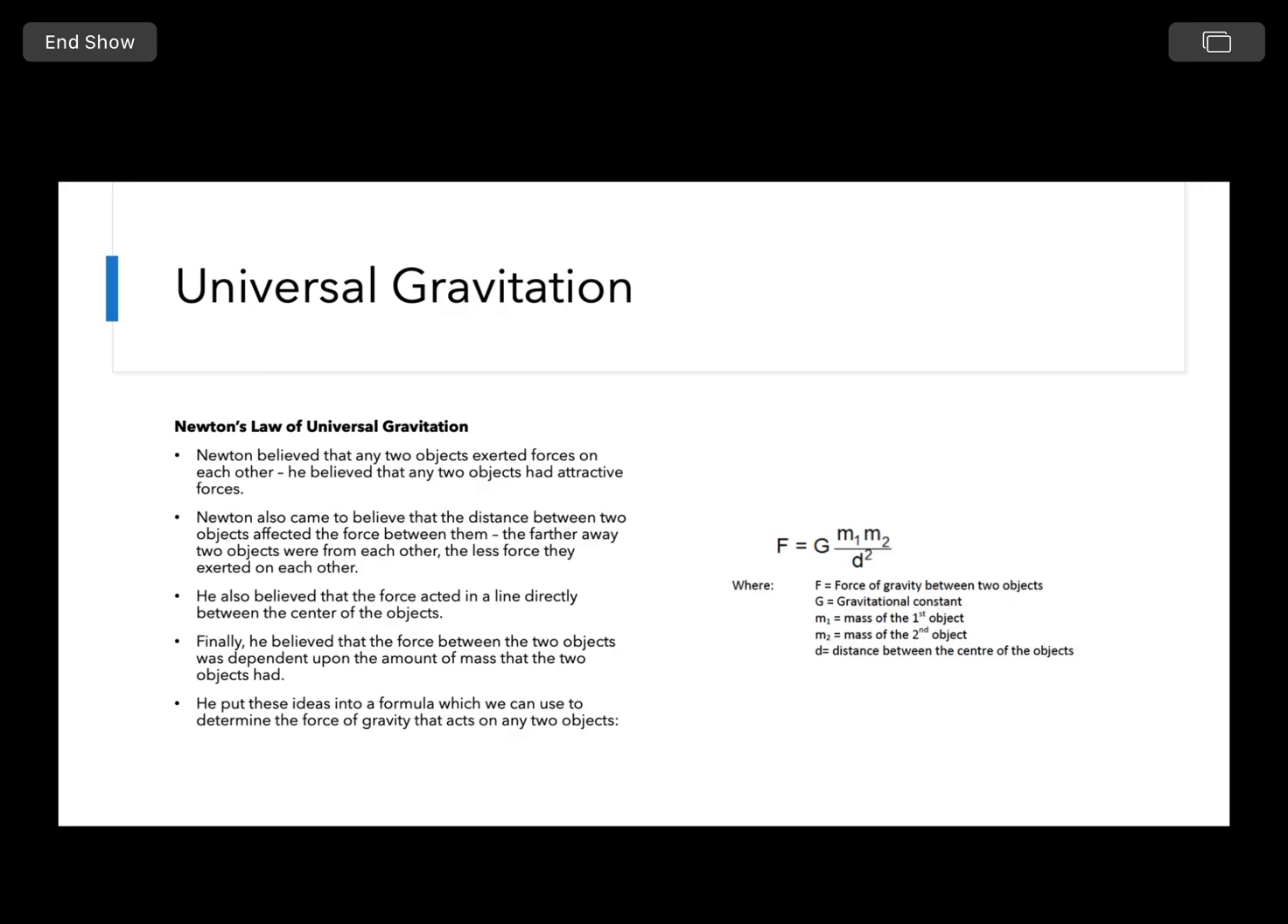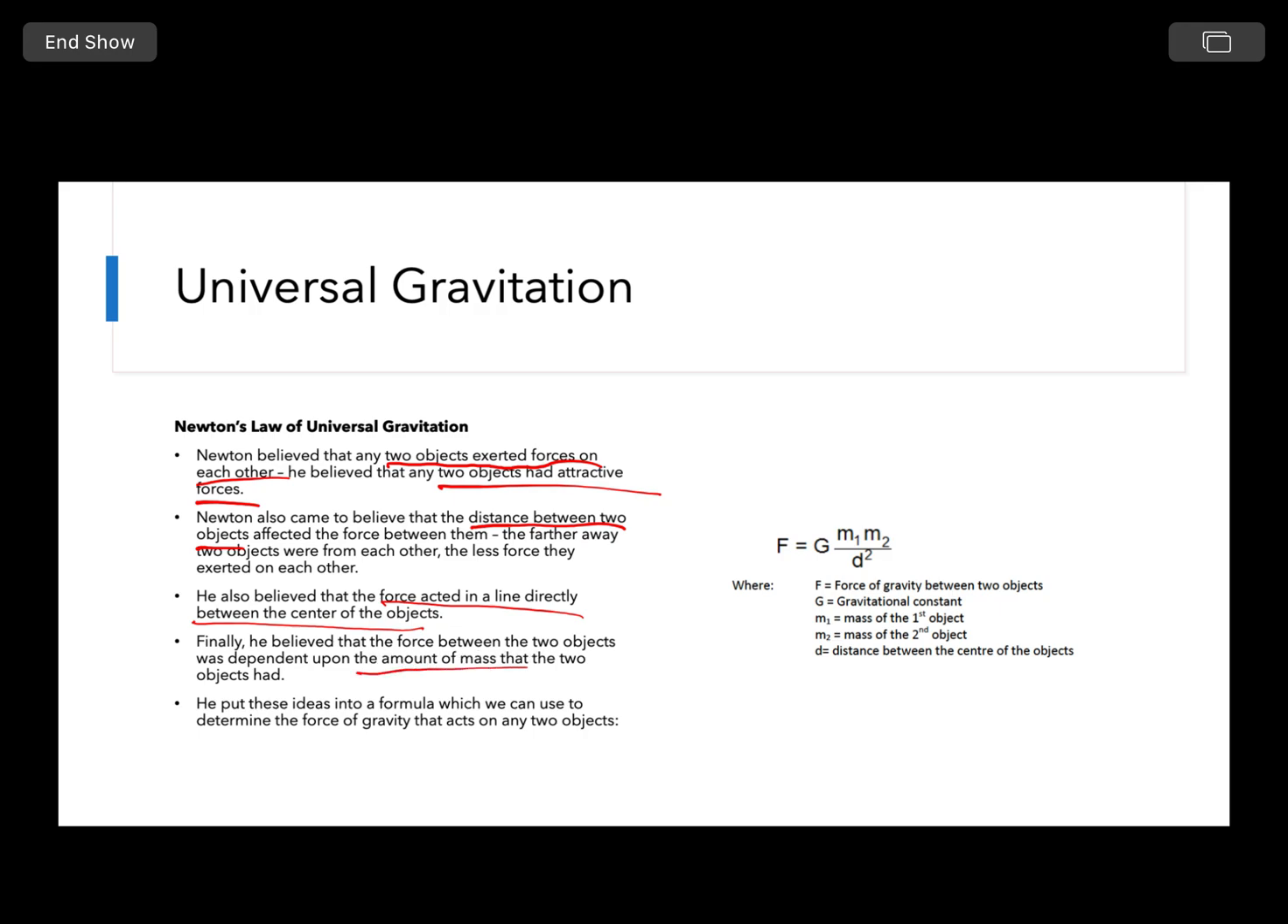So, this is the law of universal gravitation, and it's basically that any two objects exert forces on each other, so any two objects actually have an attractive force. For example, yourself and the Earth. Now, this amount of force depends on two things. It depends on the distance between the two objects and also the masses of the objects. He also believed that the force acted in a line directly between the centers of the objects. For example, gravity doesn't pull down from your head or from your feet, it pulls from your center.